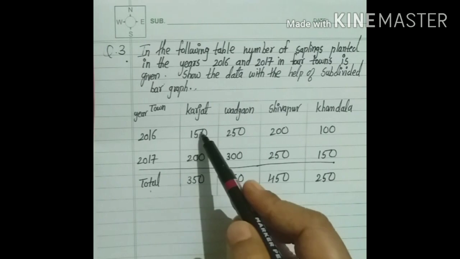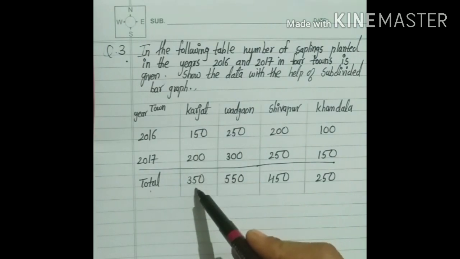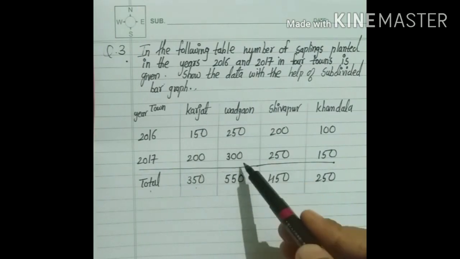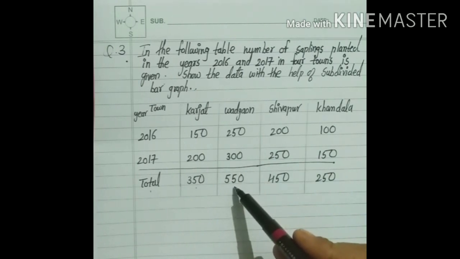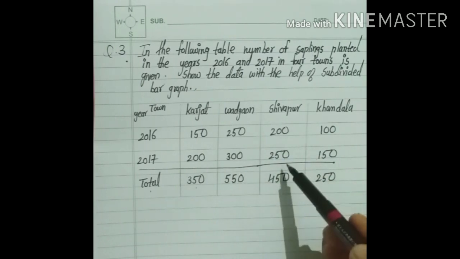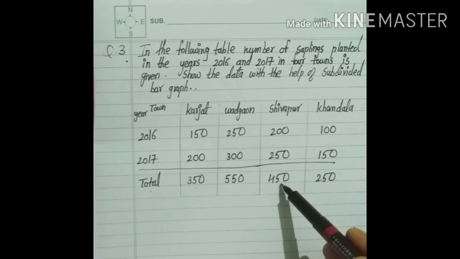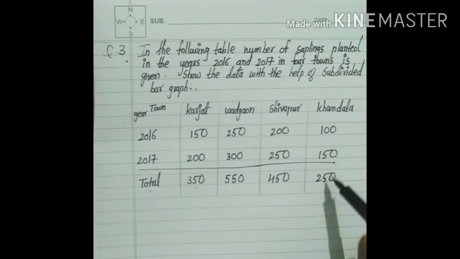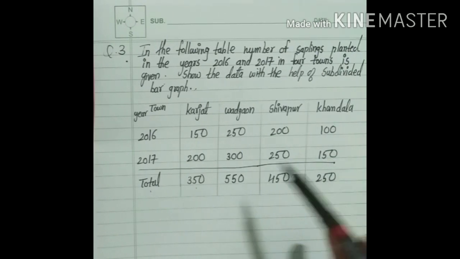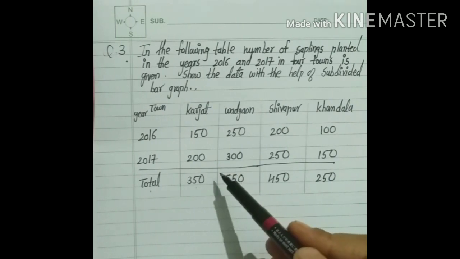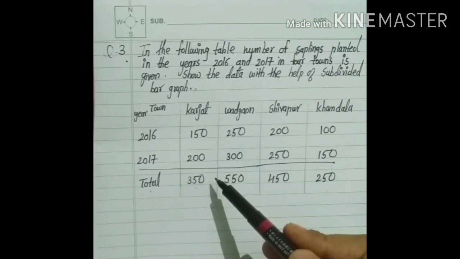Okay, saplings. 150 plus 200, we get 350. 250 plus 300, we get, children, 550. 200 plus 250, we get 450. 100 plus 150, we get 250. Here, children, in this question, what is missing? Tell me, children. Okay, compared to the first question number 2.